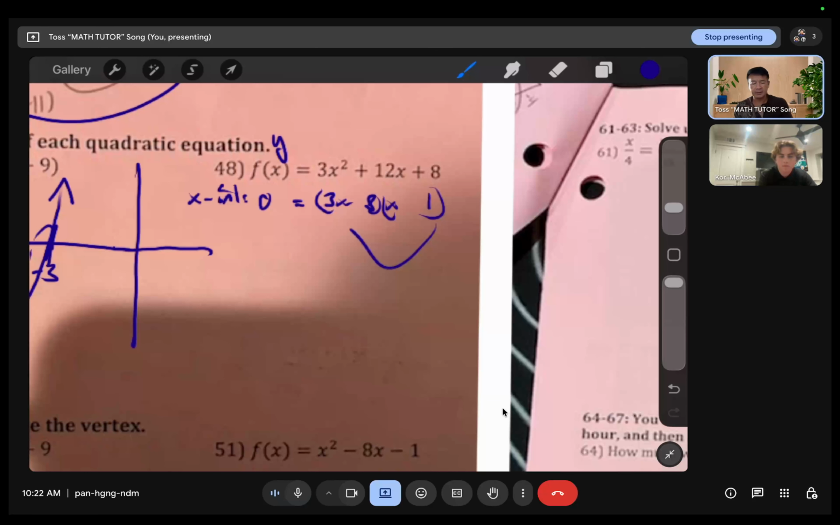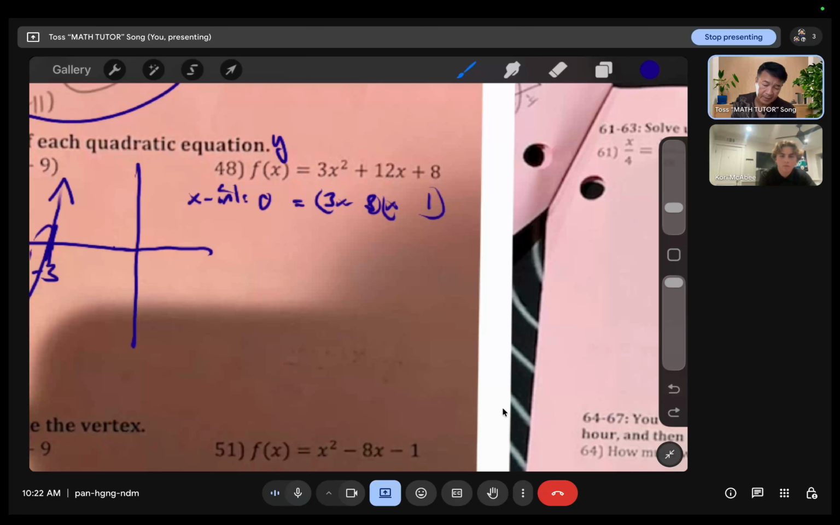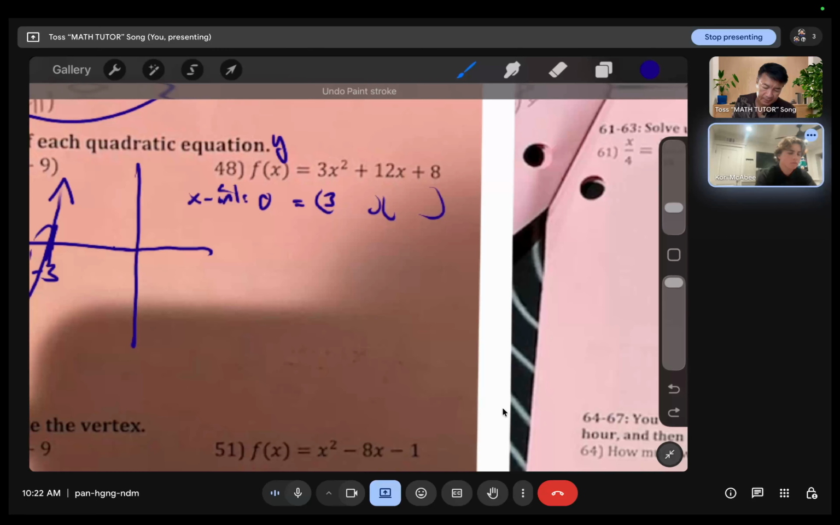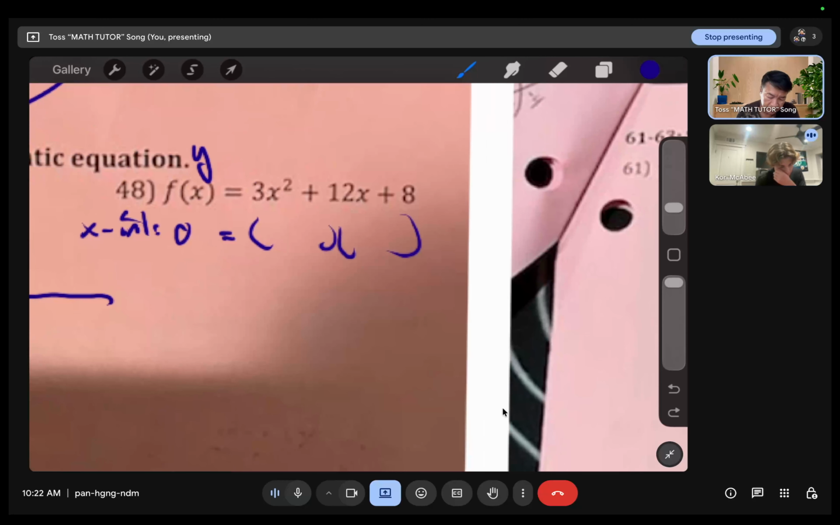Your teacher is making them not nice numbers. You're going to have to do the quadratic formula. So you attempt it, right? It doesn't work. Then your other way is to do the quadratic formula. Don't do completing the square or anything.